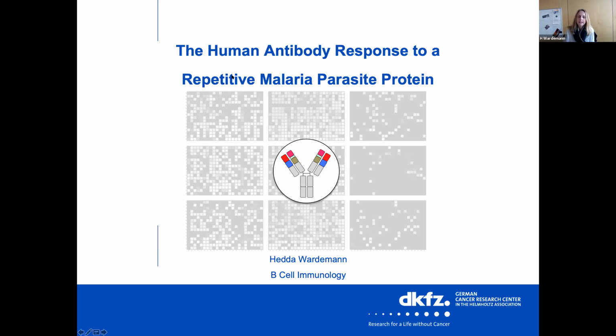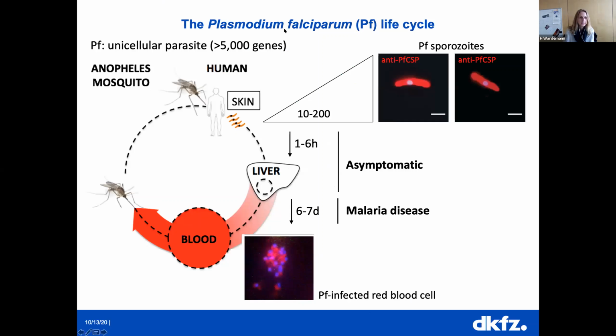My lab has a long-standing interest, as Antonio mentioned, in the quality of B-cell responses in humans, starting with autoimmunity, and recently we moved to the malaria parasite Plasmodium falciparum. This parasite is a very complex organism. It's a unicellular parasite with over 5,000 genes and a very complex life cycle, which is depicted here.